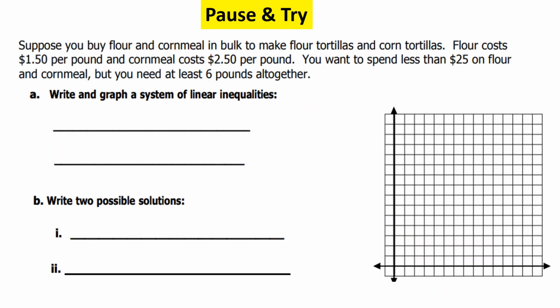All right, so for this example here, it says suppose you buy flour and cornmeal in bulk and make flour tortillas and corn tortillas. Flour costs $1.50 per pound and cornmeal costs $2.50 per pound. You want to spend less than $25 on flour and cornmeal, but you need at least 6 pounds altogether. So go ahead and pause the video, read this problem carefully and try it on your own.